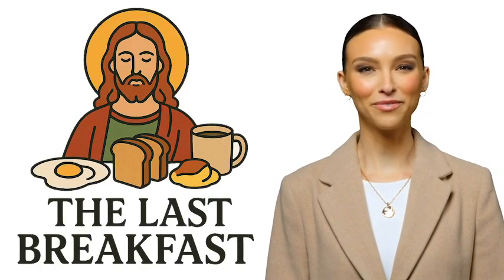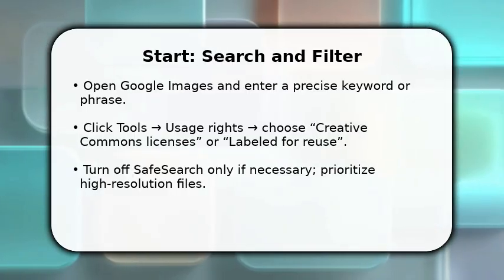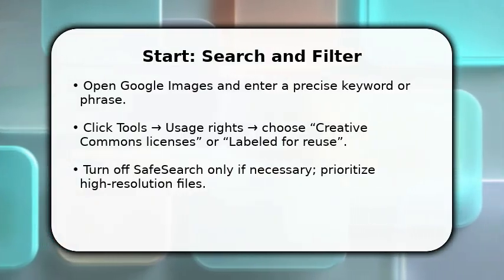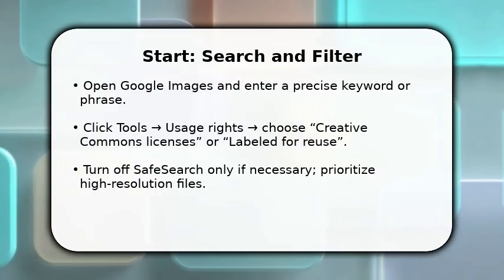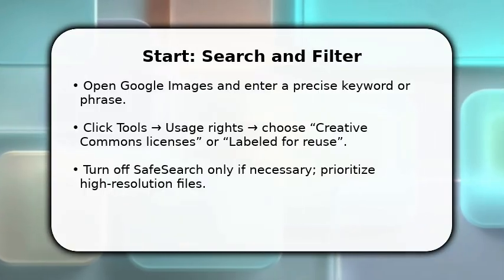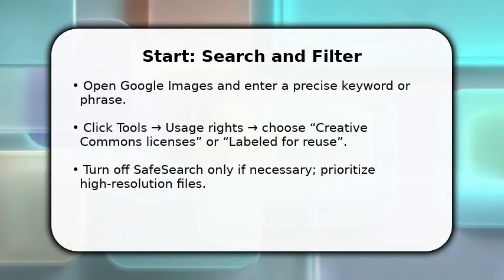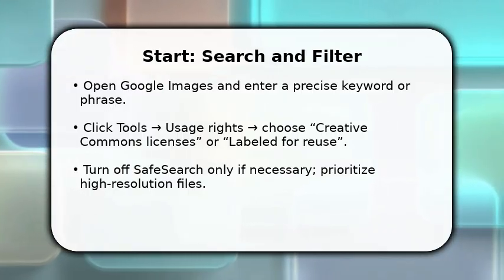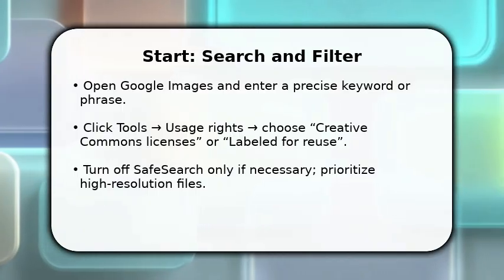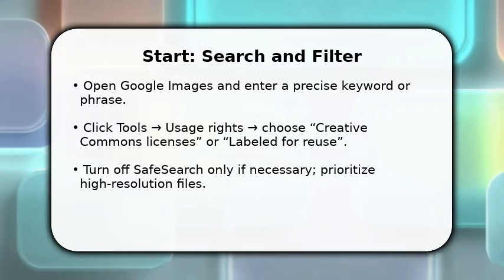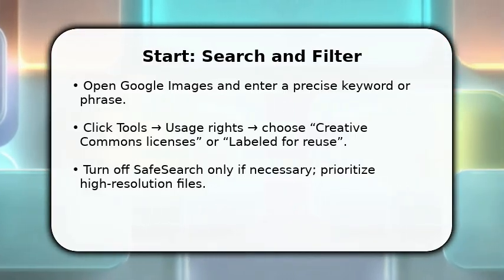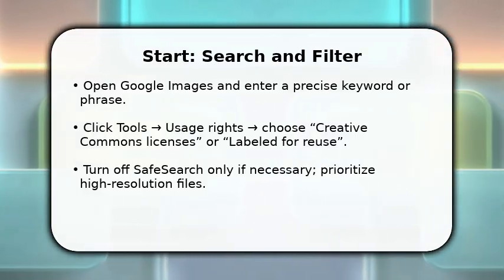Please enjoy the video. You begin by opening Google Images and typing a specific keyword to narrow results. Once done, click Tools, then Usage Rights, and select Creative Commons or labeled for reuse so results are pre-filtered for reuse. Make sure to prefer high-resolution images and to avoid vague keywords that return copyrighted art. You do this because the filter reduces risk, saving time. It's the first actionable step that moves you from guesswork to legally safer image candidates.